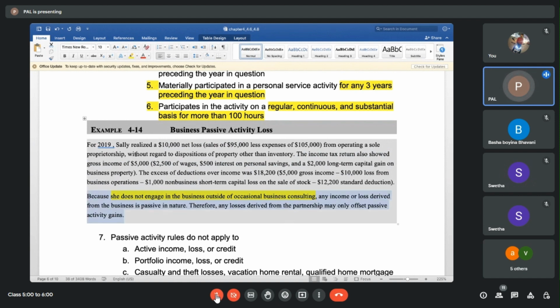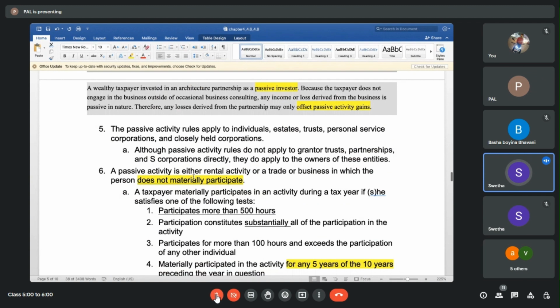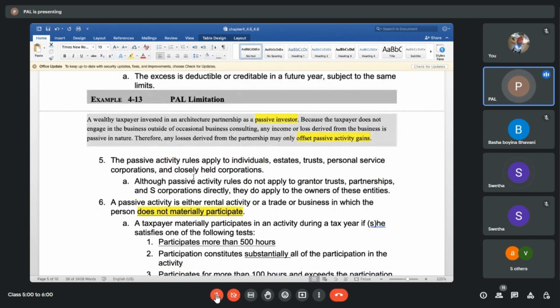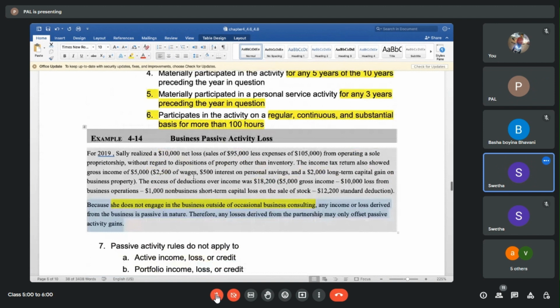What we are trying to say is that she's running a sole proprietorship. This is clearly an active business. And they didn't even mention where the partnership came from. I think there's a typo. I remember last time also we had this issue. So just leave it, ignore this part. What we're trying to learn from here is this is an active business, and that's why she'll be able to take the entire $10,000 of loss and offset other income.